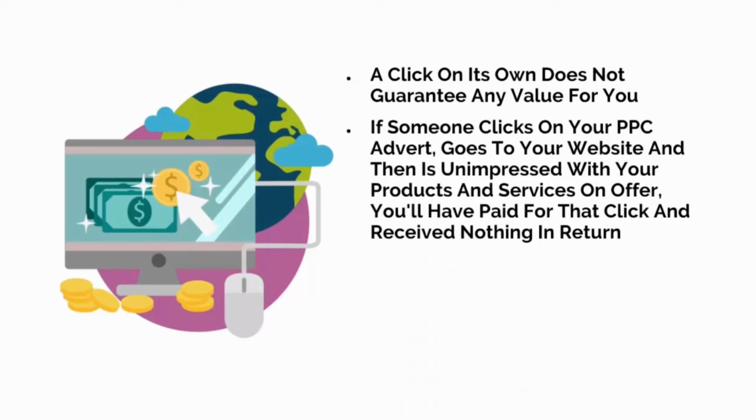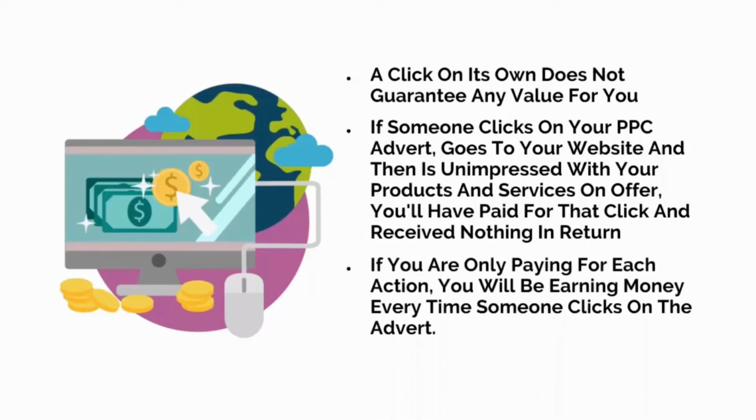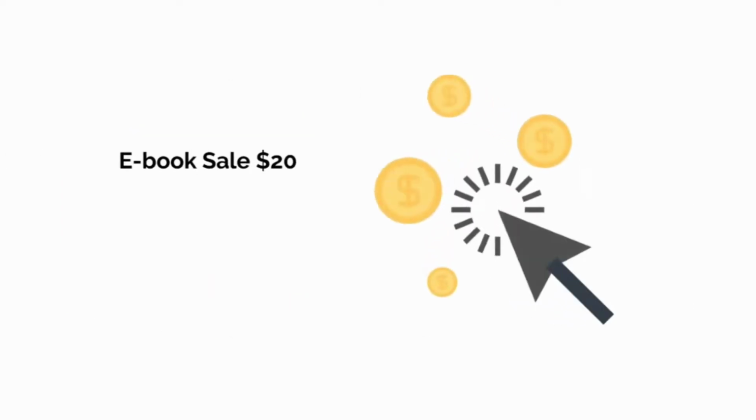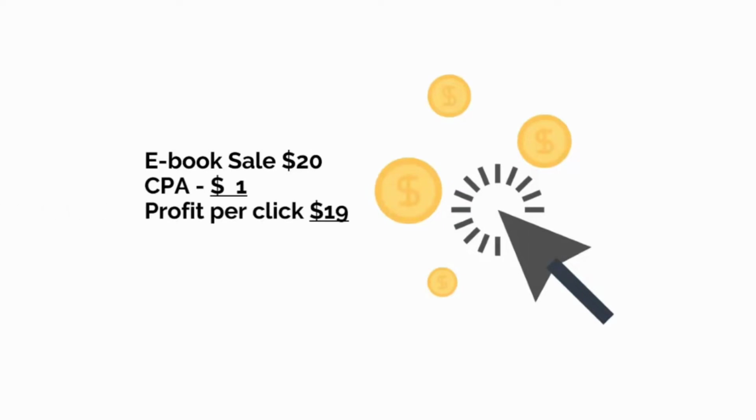If someone clicks on your PPC advert, goes to your website and then is unimpressed with the products and services on offer, you'll have paid for that click and received nothing in return. On the other hand though, if you're only paying for each action, then you will be earning money every time someone clicks on the advert. So if you can work out that you get $20 for every purchase of your ebook and you're only paying $1 for your CPA, then you know that every click on your advert will earn you $19. This works very well for you because you know you're getting money out of your advertising campaign, and it works very well for the advertiser who's getting paid for your business.